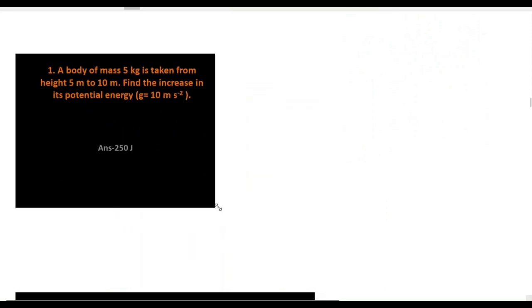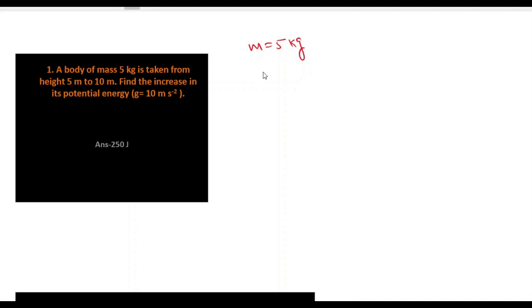formulae, same part. Okay, the first one, a body of mass 5 kg, mass is equal to 5 kg, is taken from a height of 5 meter to 10 meter. So h1 is 5 meter and h2 is 10 meter. Find the increase in its potential energy.